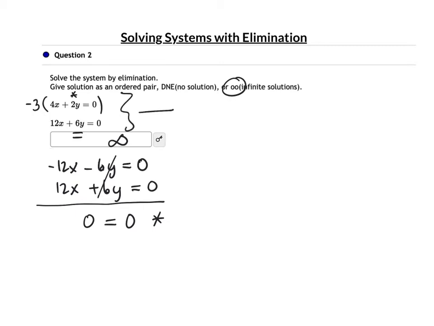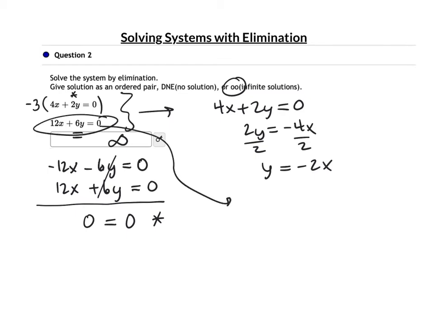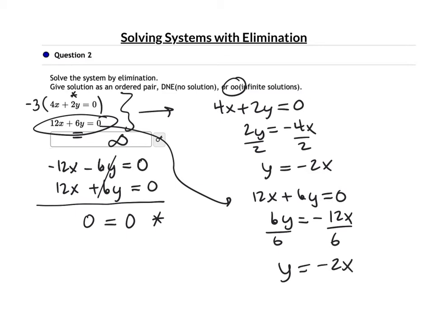Now, if you're not seeing it, observe that if I take 4x plus 2y equals 0, and I solve for y, I get 2y equals negative 4x, and I divide by 2, and I get y is negative 2x. And then if I take the second equation and solve for y, 12x plus 6y equals 0, 6y equals negative 12x, and divide by 6. Notice it's the same equation, y equals negative 2x. When I graph these, they overlap at every point. That is why there's infinite solutions. They end up being the same line.